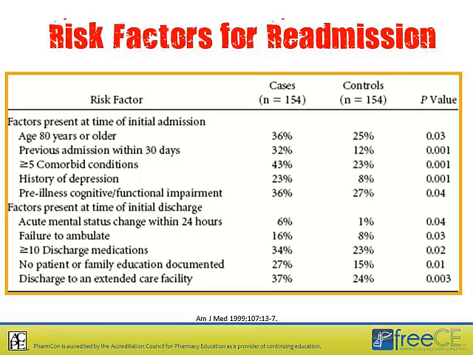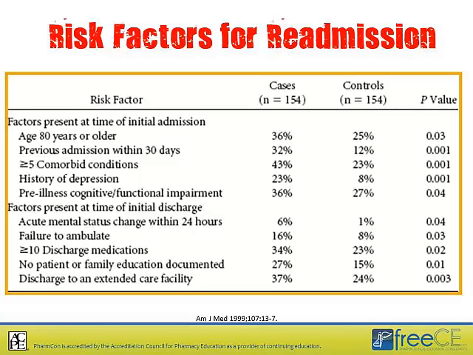After that is the controls and the percentage of folks in the control group who had the characteristic listed in the far left-hand column. And then our far right-hand column is the p-value associated with it. And so you'll note that all of these p-values are less than 0.05, so we're statistically significant. They've broken the risk factors down by factors present at the time of initial admission and then factors present at the time of initial discharge. So they have broken them down that way.